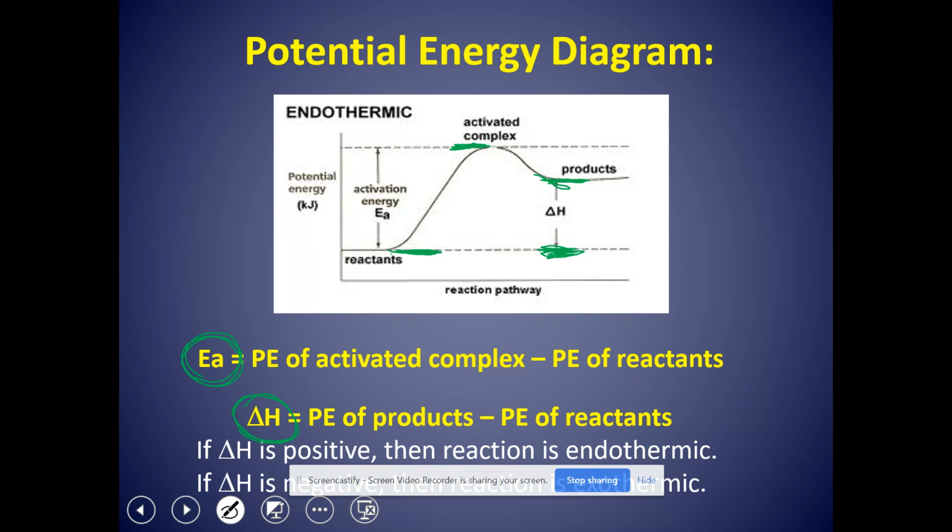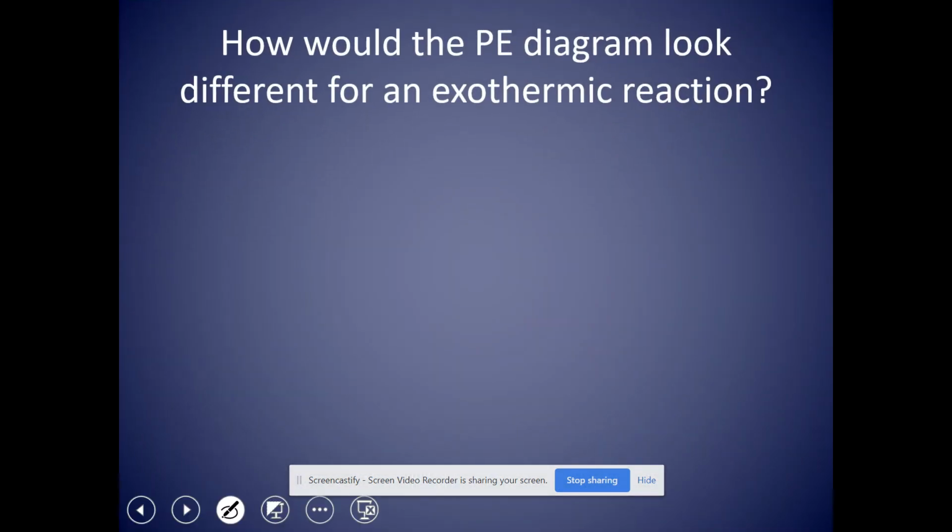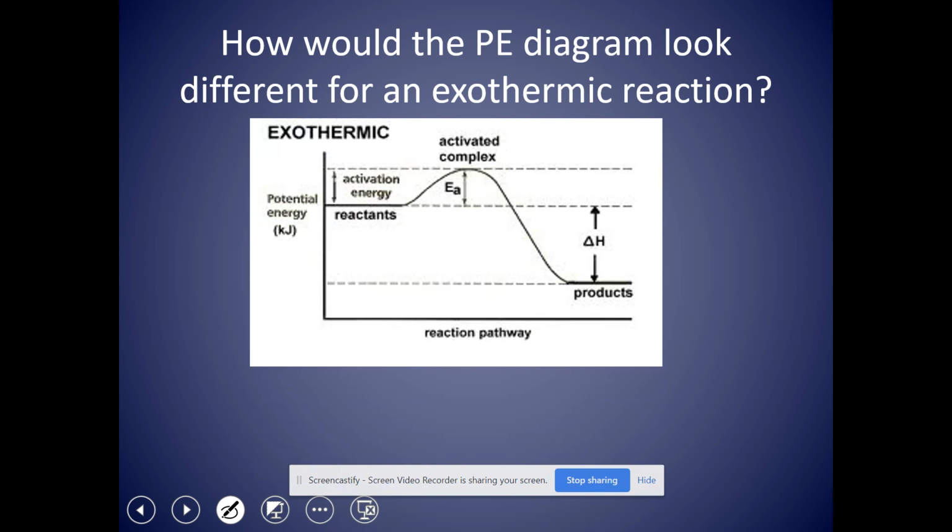So then you think, all right, what would an exothermic one look like? If it's got to have a negative delta H, think to yourself what that might look like. And here's what it might look like. There's still a hill in the middle, but you end at a smaller number than where you started. So when you take the products minus the reactants, now you're going to take a smaller number minus a bigger number, you're going to get a negative answer. So for an exothermic change, the products end lower than where the reactants began.